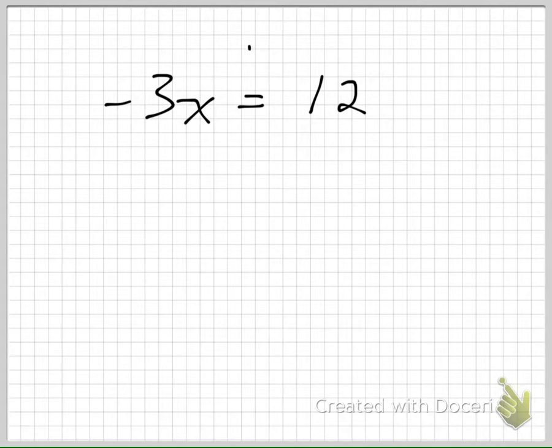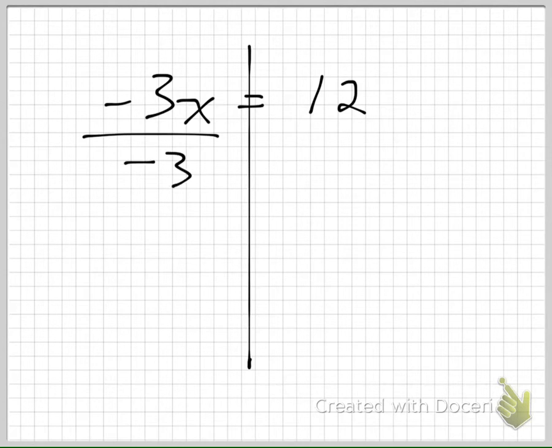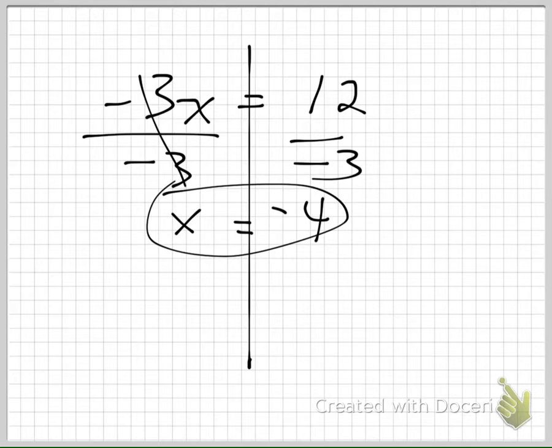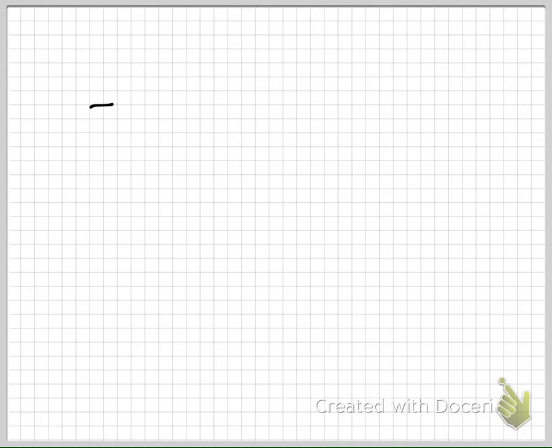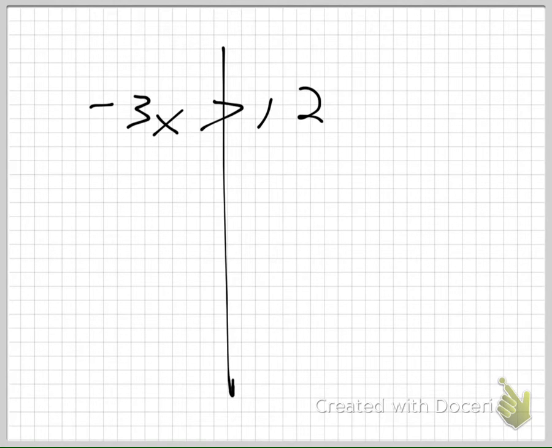This is an equation. Line on the equal sign, divided by negative 3, divided by negative 3. X equals, what's 12 divided by negative 3? A positive divided by a negative is negative 4. We're done, right? That would be the equation. Let's do the exact same thing. Negative 3x is greater than 12. Line down the inequality. Divided by negative 3, divided by negative 3.